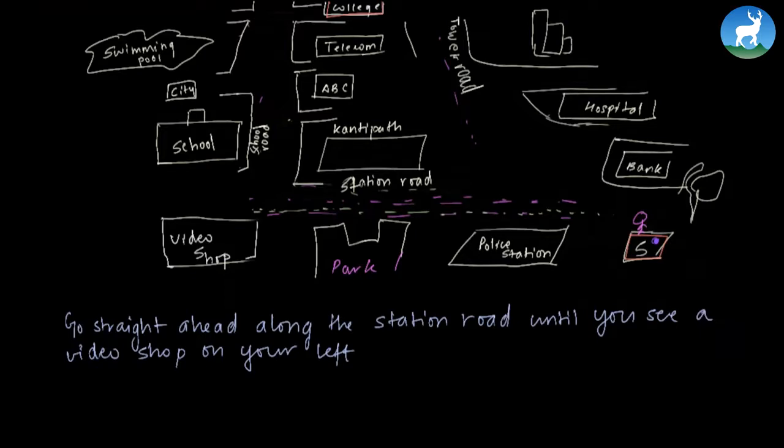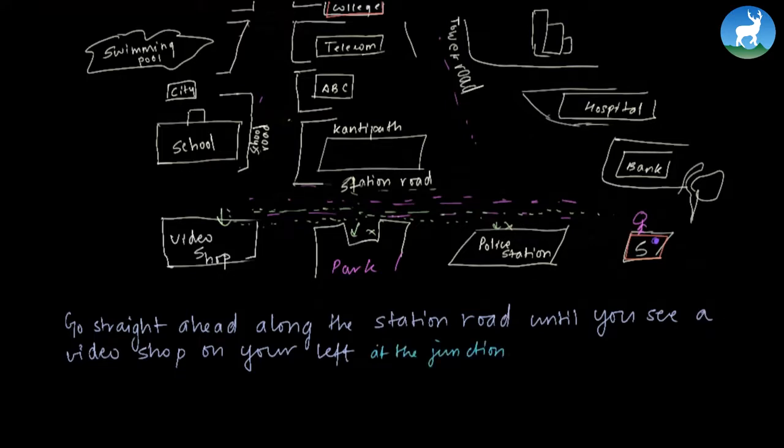Walking along the station road, is this your left? Is this a video shop? No. So you pass the police station. Is this the video shop? No. So again, you pass the park, and then you can see a video shop on your left, okay? So I'll continue with the direction. From there, you'll see a junction there. Maybe you can write at the junction.